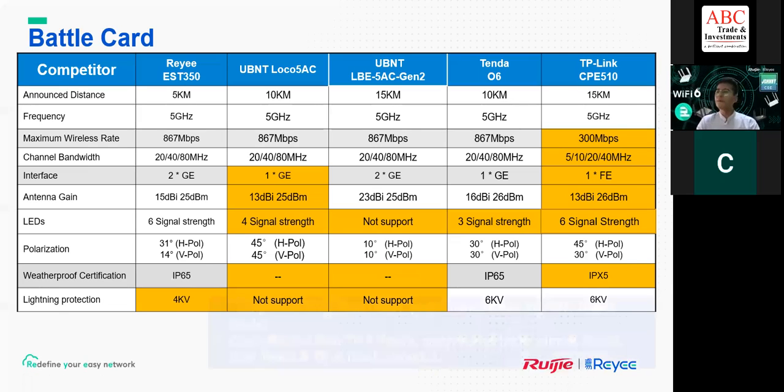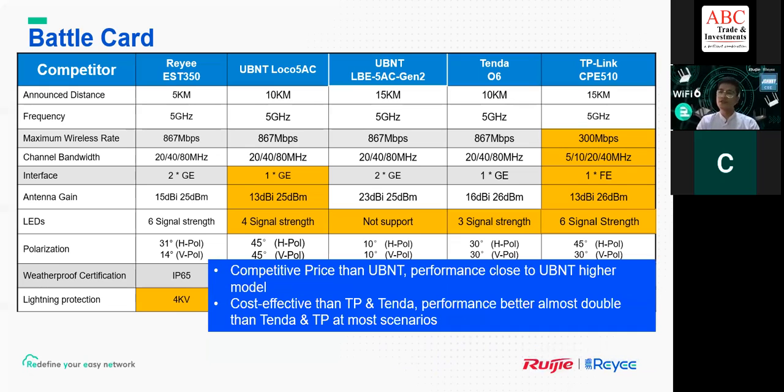In conclusion, ours has a competitive price compared with UBNT, and the performance is close to the UBNT higher model. The cost is effective compared with TP and Tenda, and the performance is better, almost double that of Tenda and T-beam in most scenarios. So this is our conclusion.